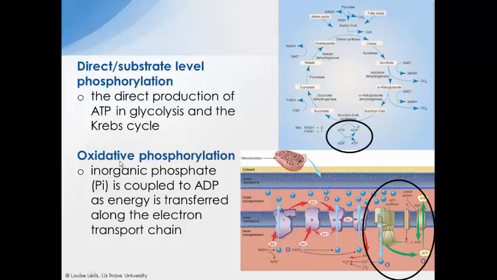This is different from oxidative phosphorylation, which is the ATP formation that occurs in the electron transport chain. It's referred to as oxidative phosphorylation because you have a series of oxidation reduction reactions in the electron transport chain that results in the eventual production of ATP.